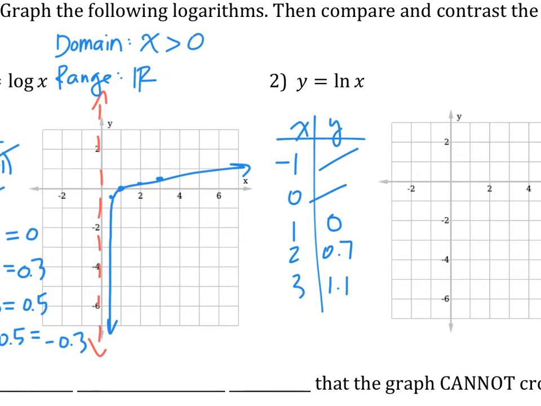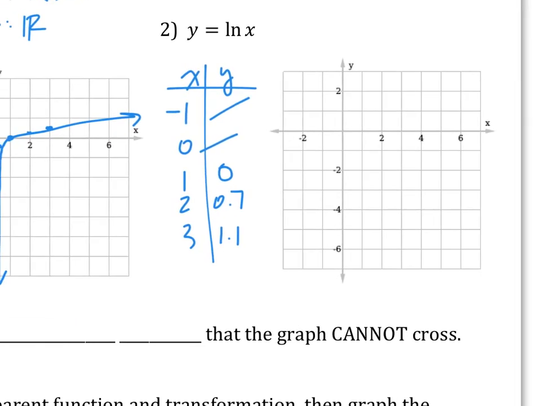All right, let's do 1.1. Okay, let's put in the numbers. 1, 0, 0.7, 1.1. Okay, let's try a smaller number then, because not enough points. Okay, so 0.5? Negative 0.7. All right, so that's going to be maybe right here.